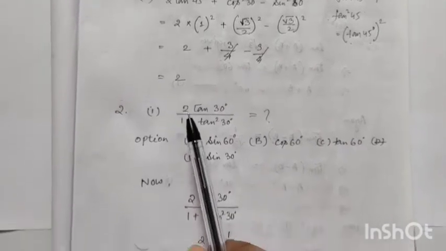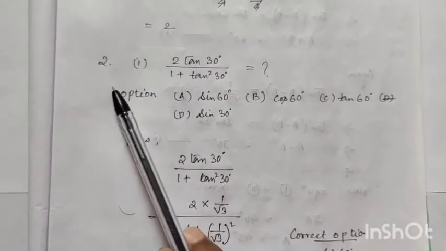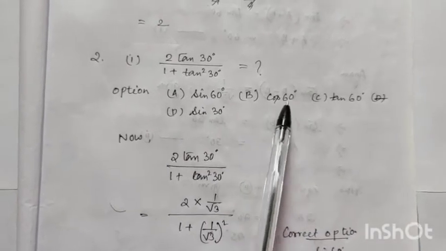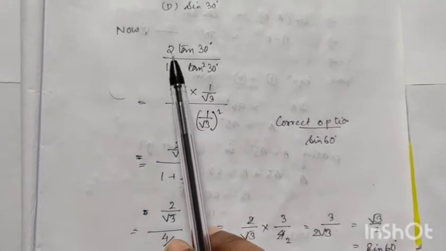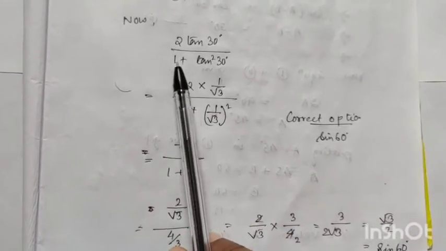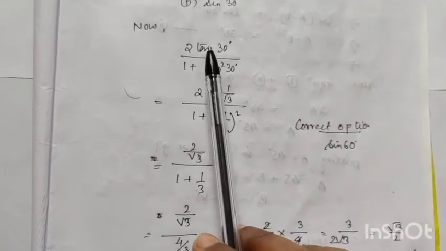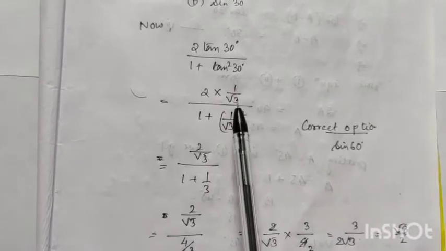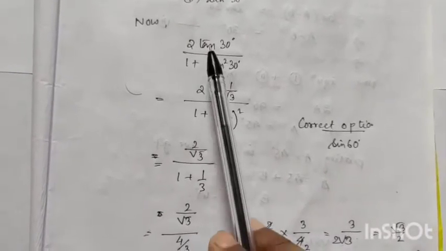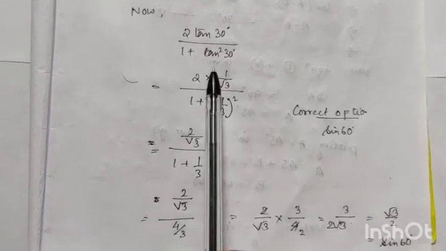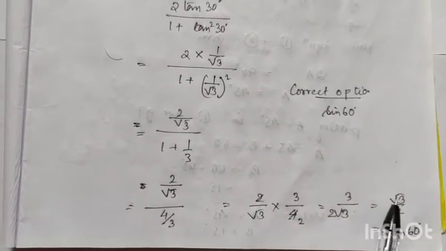It is very simple. Next, in such type of question, that is question number 2, 2 tan 30 degree upon 1 plus tan square 30 degree is equal to question mark. There are some options given, and you have to choose the correct one. So in this we'll solve 2 tan 30 degree, then 1 plus tan square 30 degree. Now from the trigonometric table, you will see that tan 30 degree is 1 by root 3. So I have written here 2 into 1 by root 3. Again, as I said, tan square 30 degree means tan 30 degree whole square, so 1 by root 3 whole square. After simplifying, the answer comes root 3 by 2.